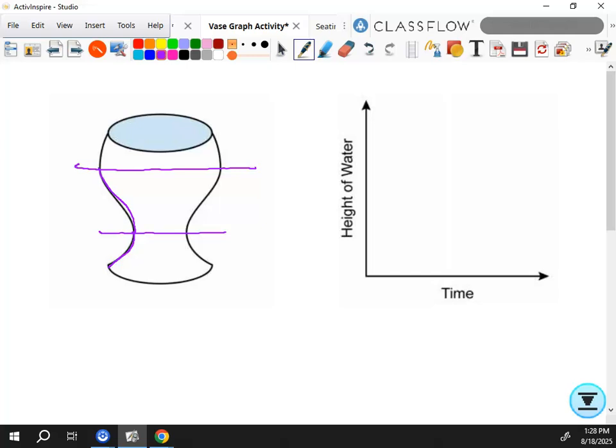From here to here, as we fill in the water, the height is increasing no matter what. So this graph will never look like something like that. The heights, we're not dripping water out in this, anything like that. The height will have to increase the entire time.